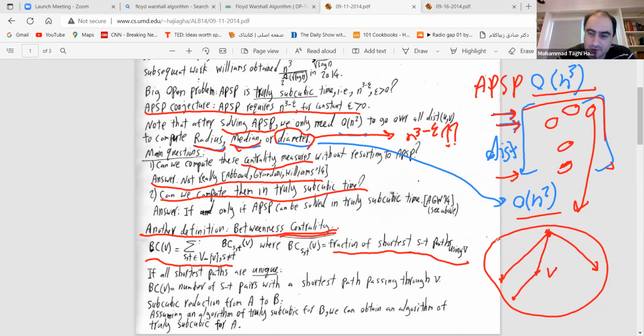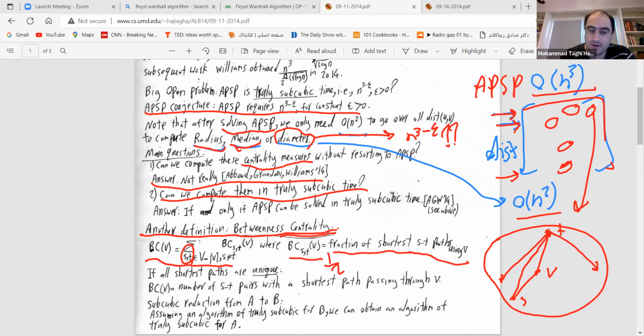So for all pairs of vertices, all S and T, if this is S and T, and this is the shortest path going there. Maybe there are two shortest paths, and one of them goes through V. In this case, BC_ST of V would be half. Then you compute this over all pairs S and T, and see how central this vertex is. Betweenness means how central this vertex is, in the sense that it is essentially a hub for shortest paths.